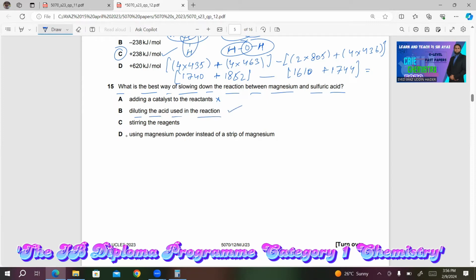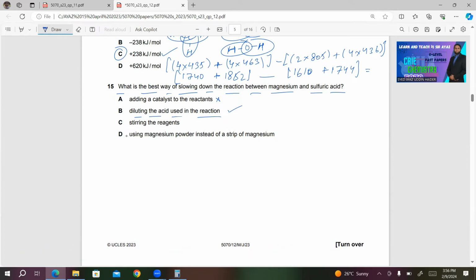For your convenience, I am reading the other statements. C, stirring the reagents. When you stir the reagents, you are making it faster. You are increasing the rate of the reaction. So this is also incorrect. D, using magnesium powder instead of a strip of magnesium. This also increases the rate of reaction because now you are increasing the surface area of the reactant. So this is also incorrect. B will be the right answer in this case.